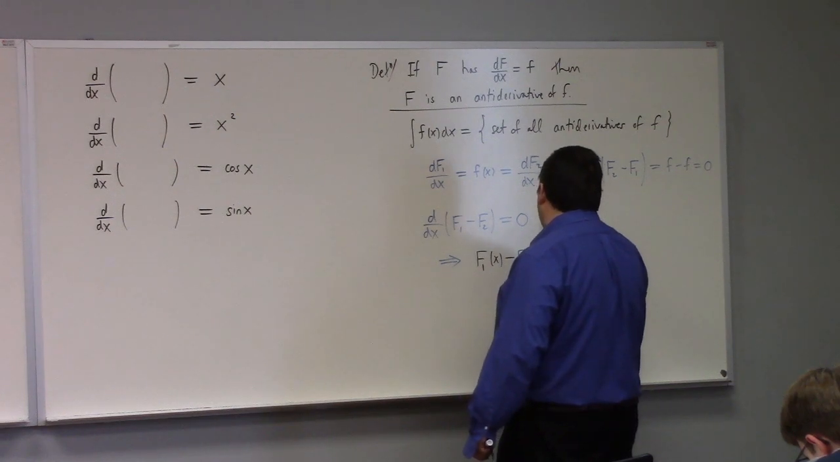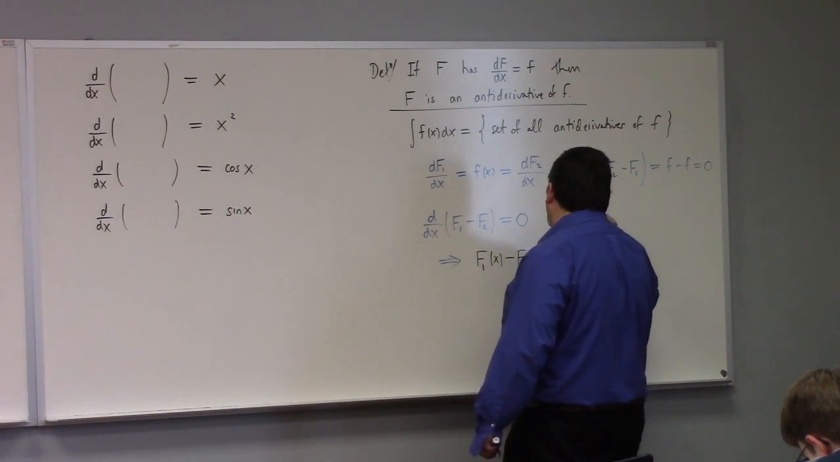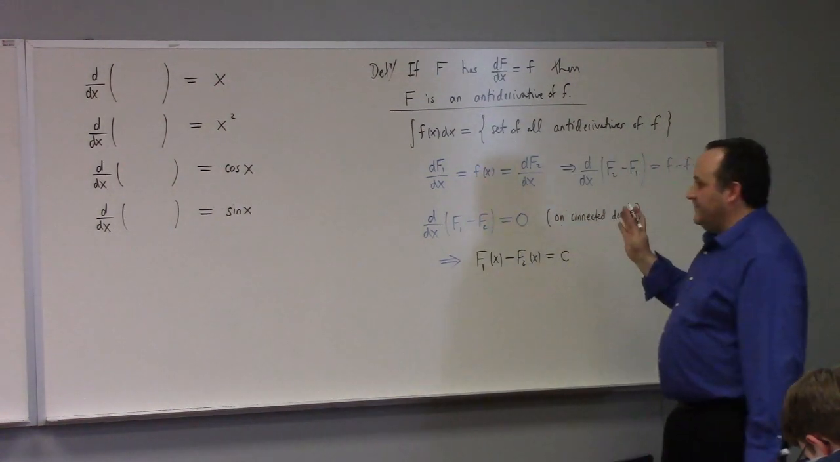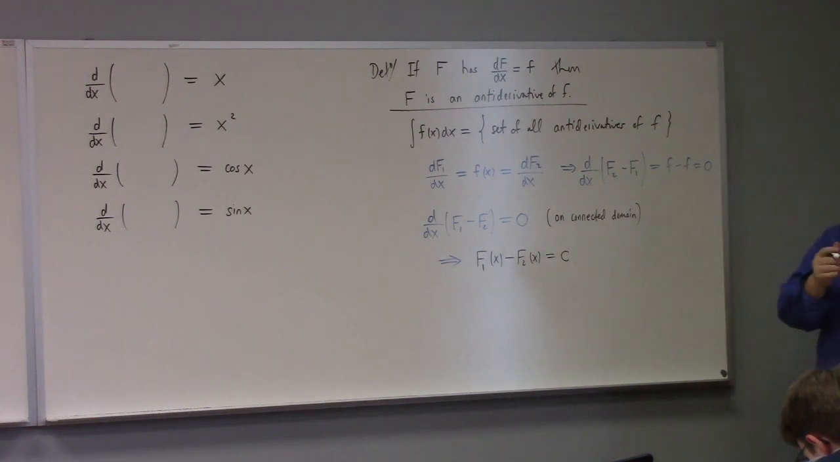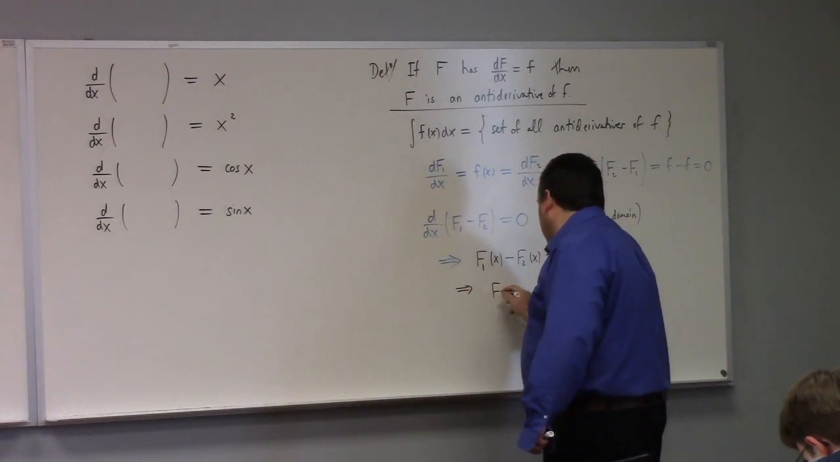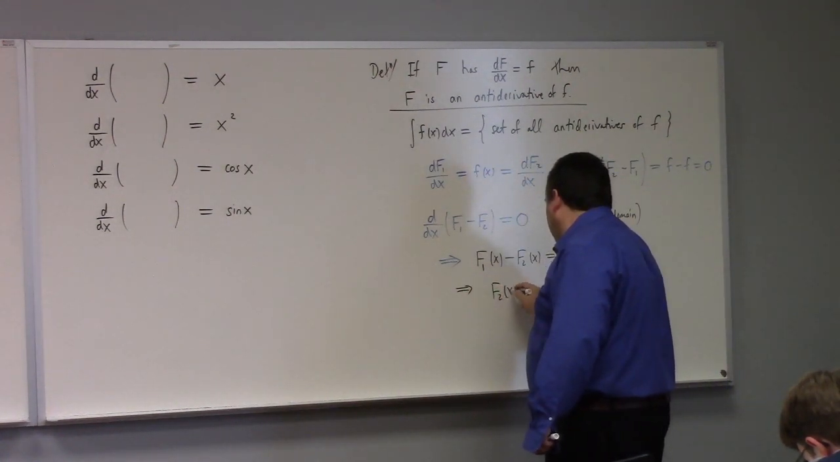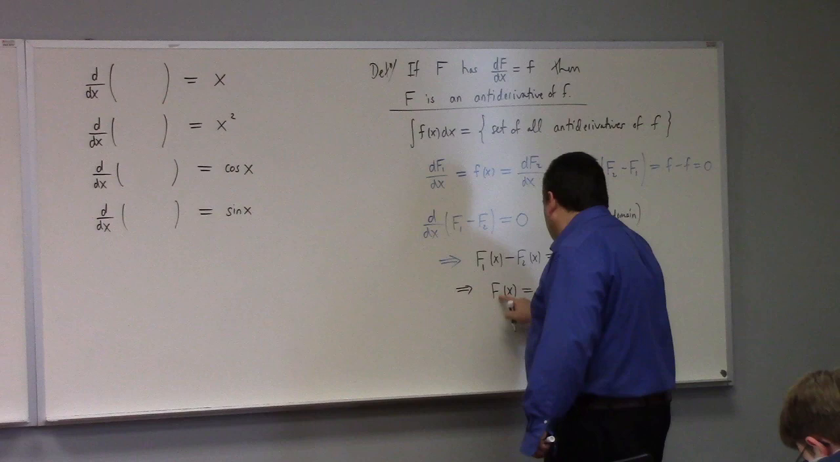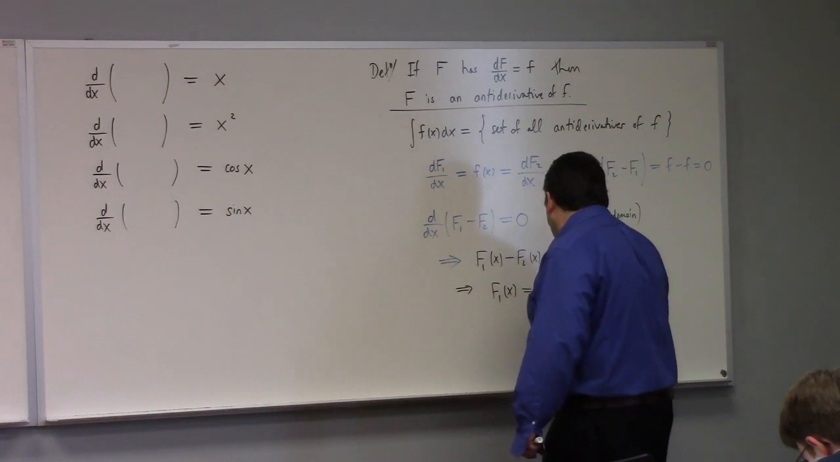The connected domain is important, because you could have different constants. If the domain were disconnected, you could have the difference equal to one constant on one piece and a different constant on the other piece. So the connectedness is technical but important. But anyway, long story short, if you have two different antiderivatives for a given function, they're just related by a vertical shift.